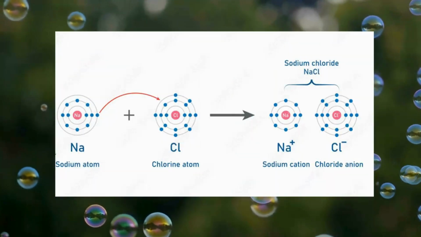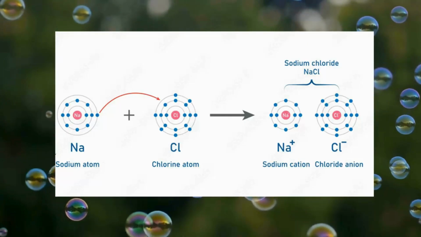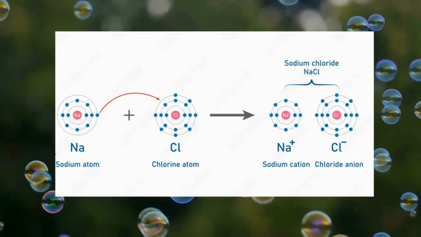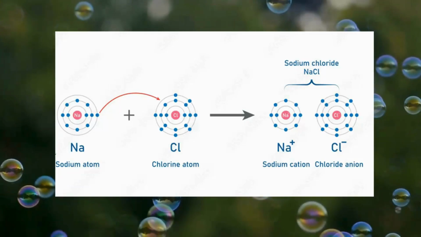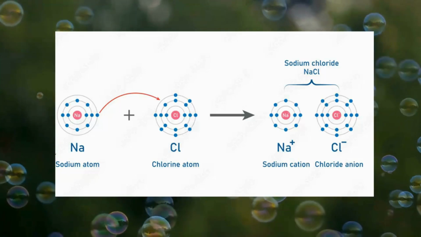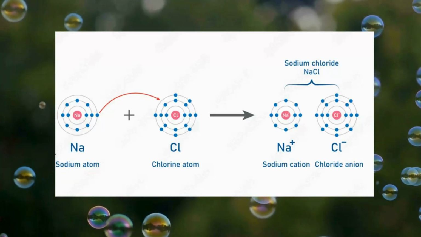Now you can see the sharing of electrons between sodium and chlorine. Since sodium has 1 electron in the outermost shell, it shares that electron with chlorine because chlorine requires 1 electron to form a complete atom. So the two elements sodium and chlorine combine together to form a compound called sodium chloride.